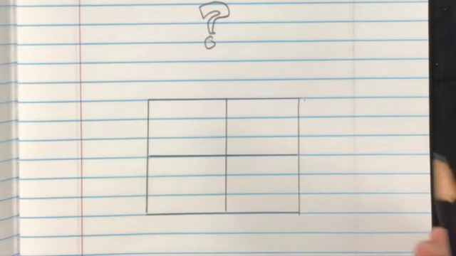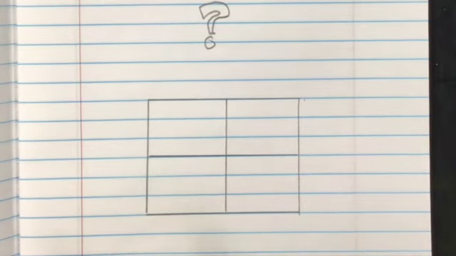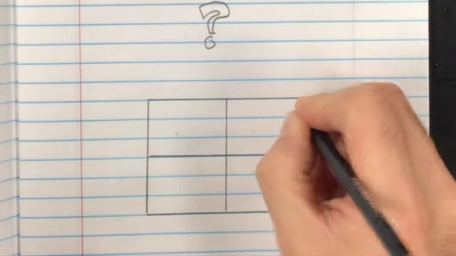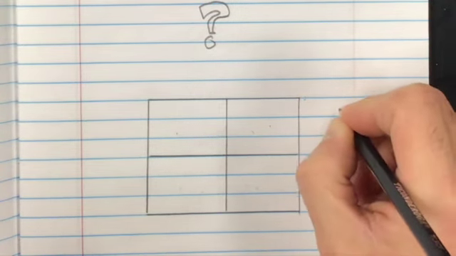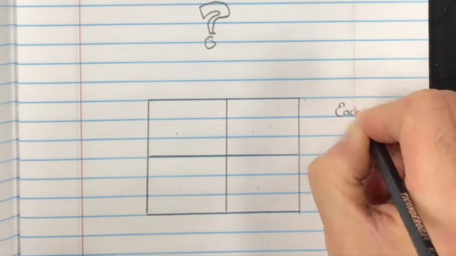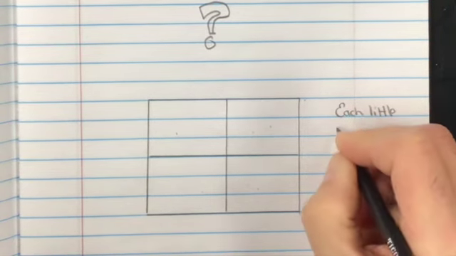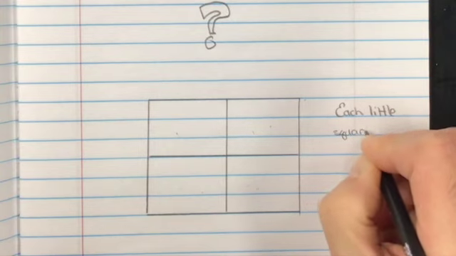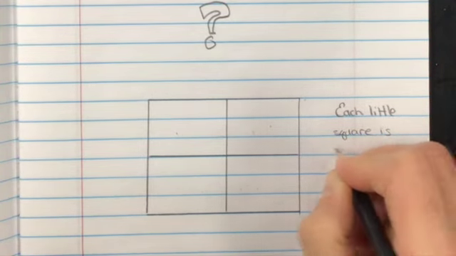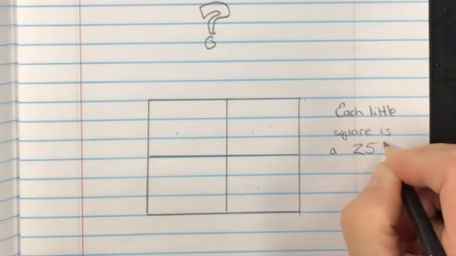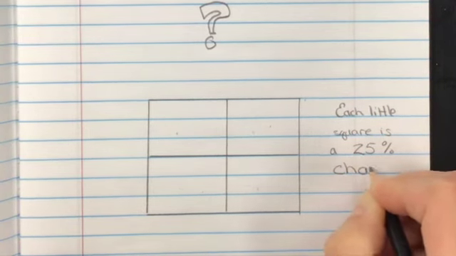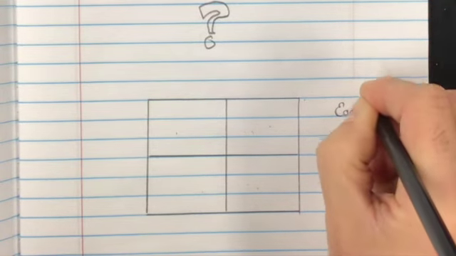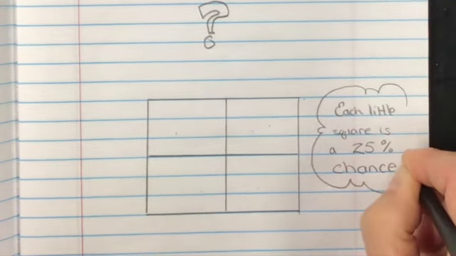If you have $1 and you divide it up into 4 equal parts, you have 4 quarters, and each quarter is worth 25 cents. So if you have a whole and you divide it up into each part, each one of these is worth 25%. So I'll just write it right over here. Each little square is a 25% chance. Let's put a cool cloud around that because that's kind of important.